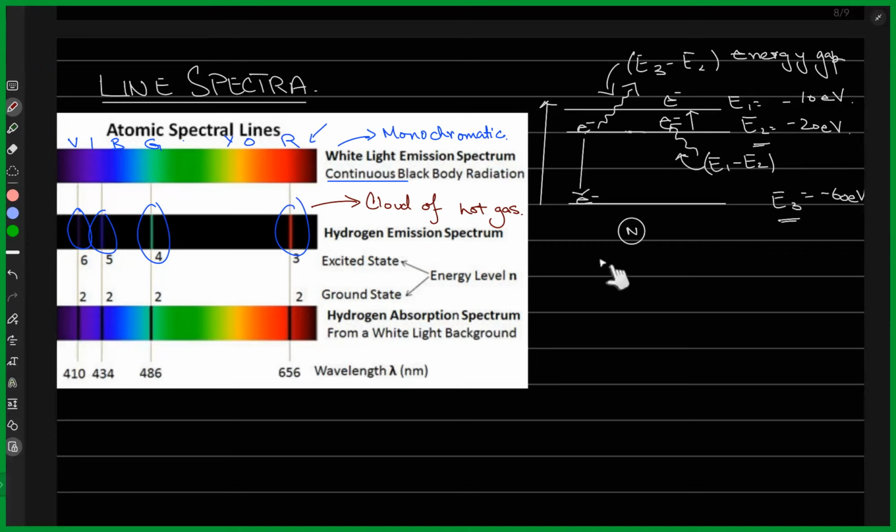So if the temperature is high, this corresponds to a higher energy state. Is it clear why so? Is it clear why the higher temperature would imply a higher energy state? Yes, sir. Okay.